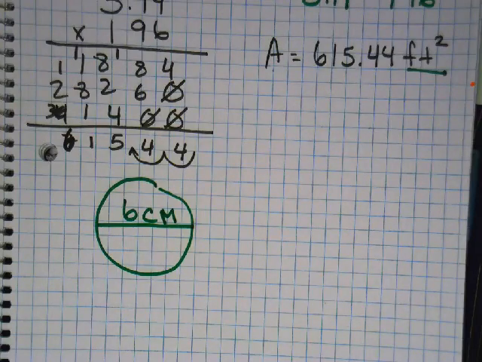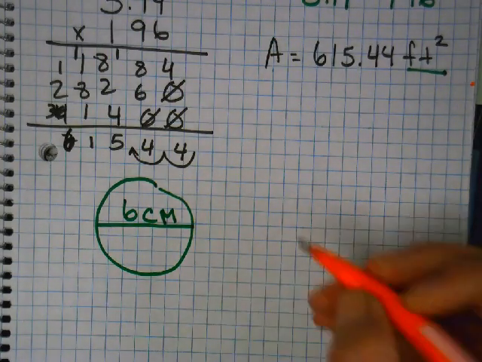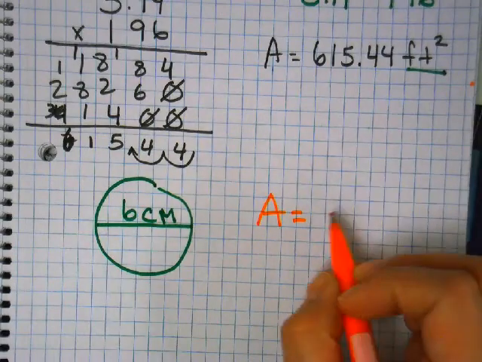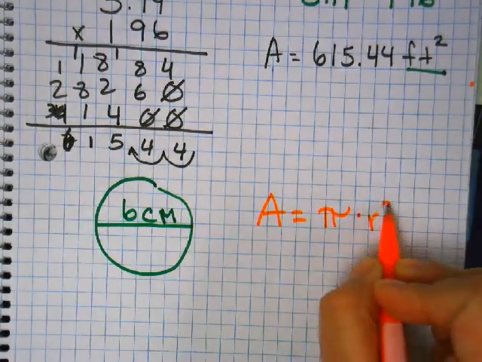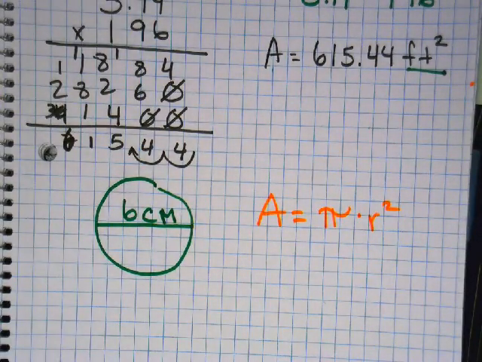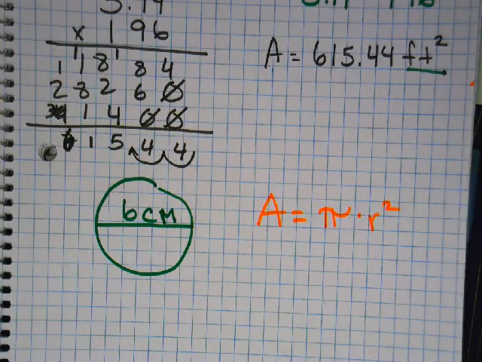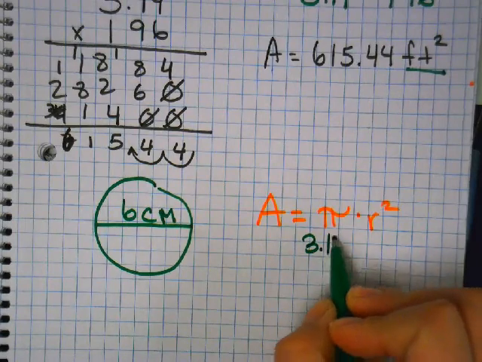That's 3.6 centimeters. Or did we do the diameter? All right, so I want to know the area of this problem. Not the circumference, the area. What's our formula? Pi times radius squared. Okay. Pi times radius squared. So we all should know what pi is equal to. 3.14. 3.14, always and forever.